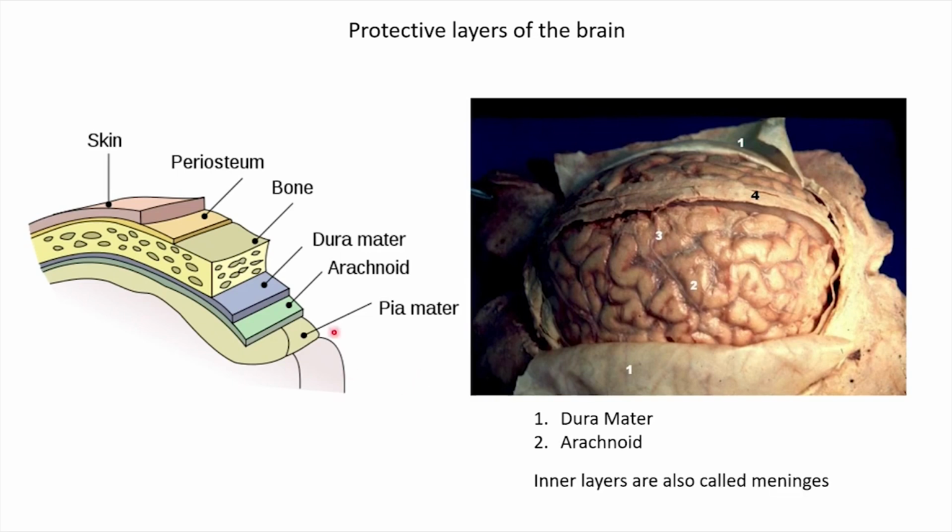All these 3 layers together, the dura mater, the arachnoid, and the pia mater, are called meninges. So these 3 meninges are the 3 internal protective layers of the brain. You may have heard of the term meningitis. That is basically referring to the situation where any of these meninges becomes infected with some virus or bacteria. And that is a serious problem for the brain.